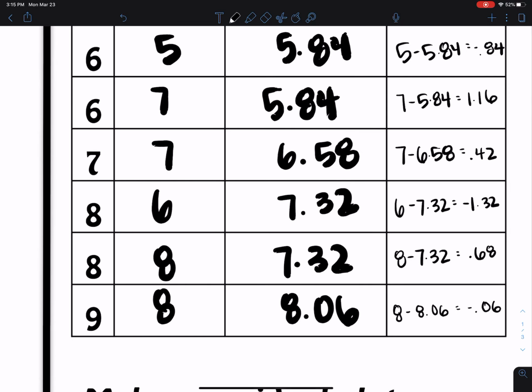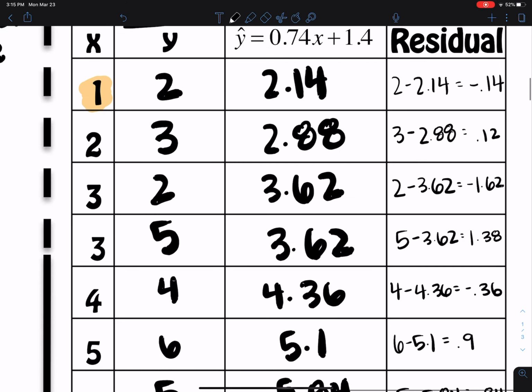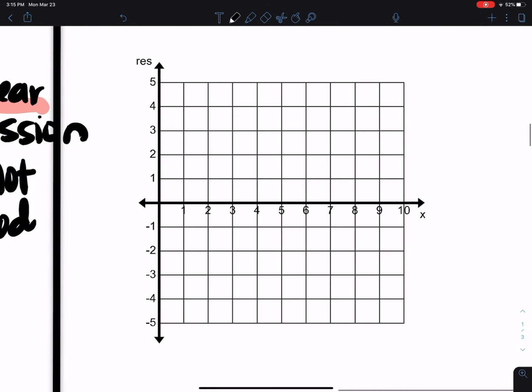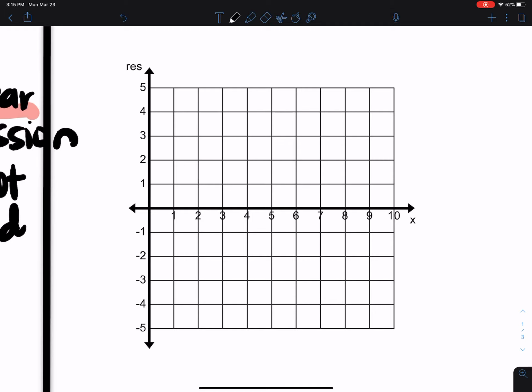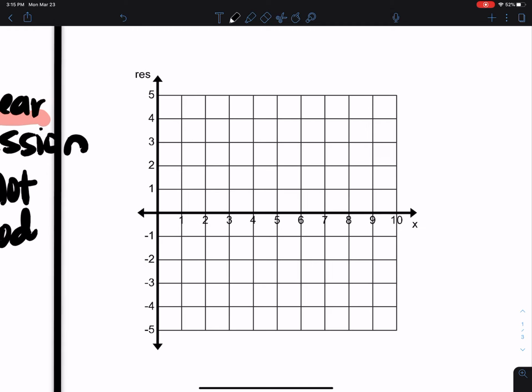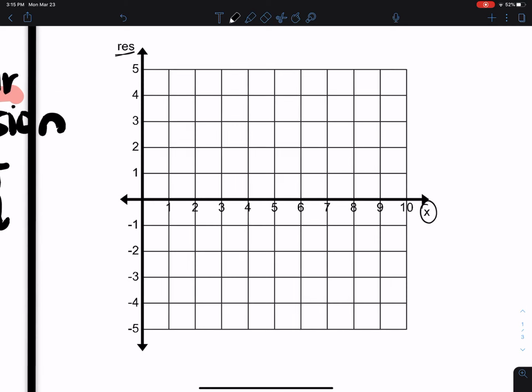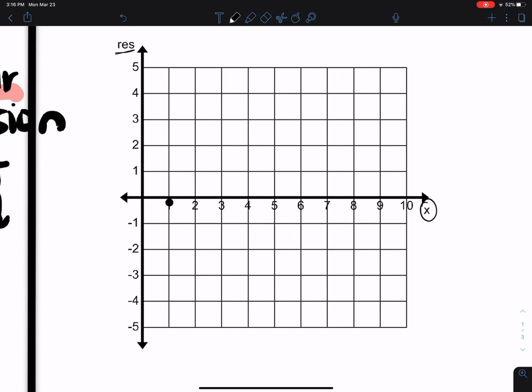So now we have all of our residuals calculated. So it's not the whole equation, it's just this part. That's what we're using to graph. So down here, this is the x, and then this is the residual that we just found. So when x is 1, right here, we know that the residual was negative 0.14. So negative 0.14, that's going to be pretty close to the line. Maybe even a little closer. So 0.14, that's pretty close to 0.